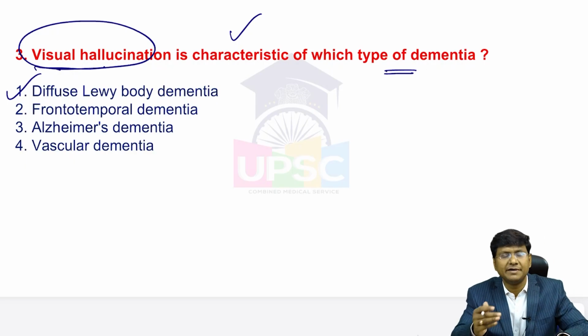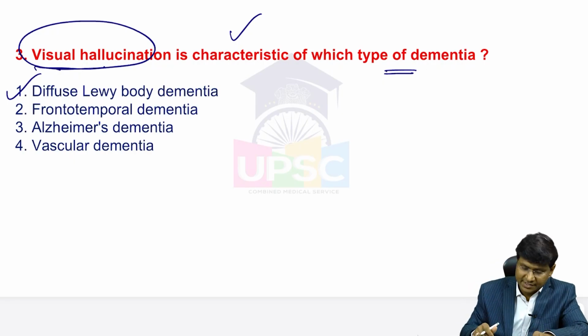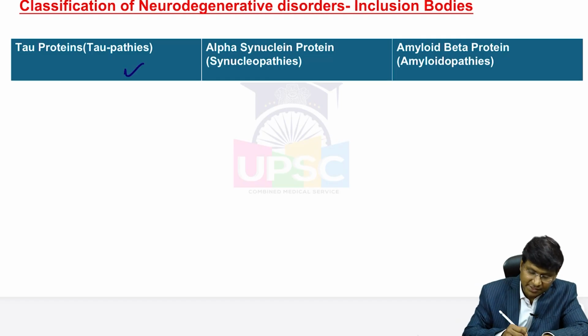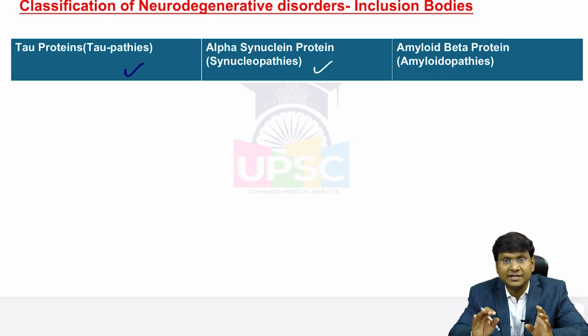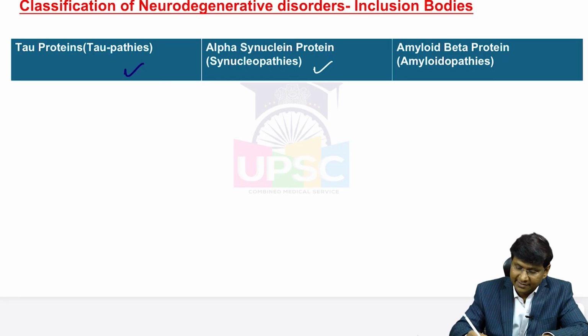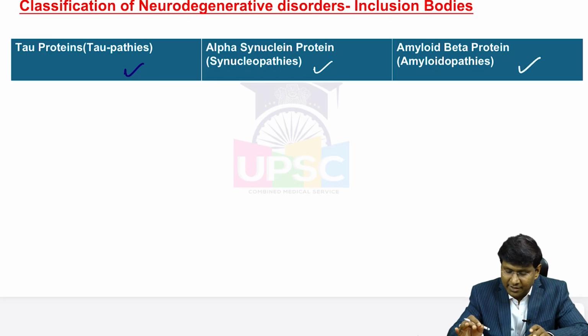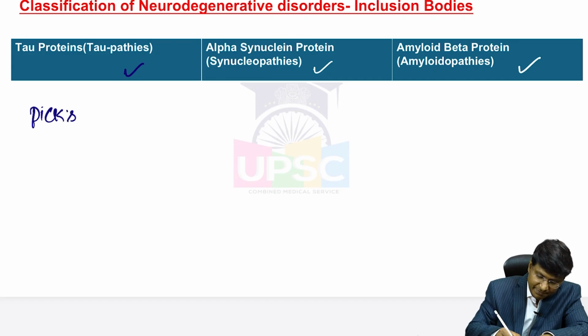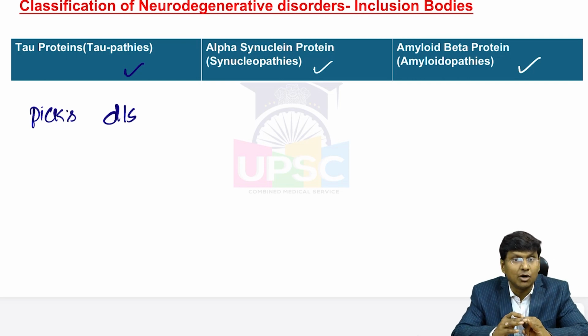And in this diffuse Lewy body dementia, what is the inclusion body which is accumulated? See, there are various types of proteins which are being aggregated. Depending upon the type of protein being aggregated, we have the tauopathies, where there is accumulation of the tau protein, then alpha-synuclein protein, where there are synucleinopathies, then amyloid beta protein, where there are amyloidopathies. Now, what are the conditions where you have tauopathies, or the tau protein accumulated? That is Pick's disease. So in Pick's disease, it is the tau protein.